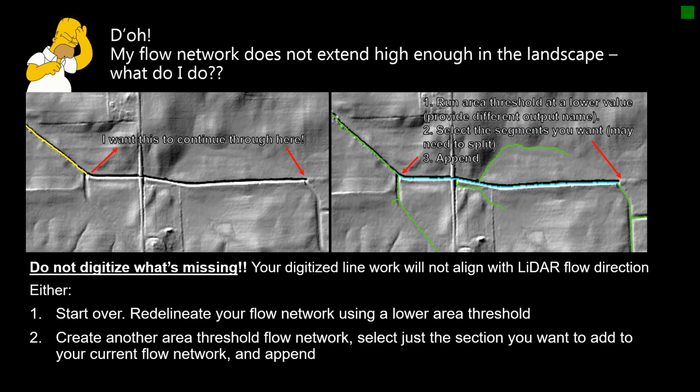What you do not want to do ever is digitize what is missing. You never, ever want to manually go in and draw a line that you would add to your area flow network. It is not going to align to your LiDAR-derived flow direction, and therefore you will not be able to run future tools to get your stream reach.